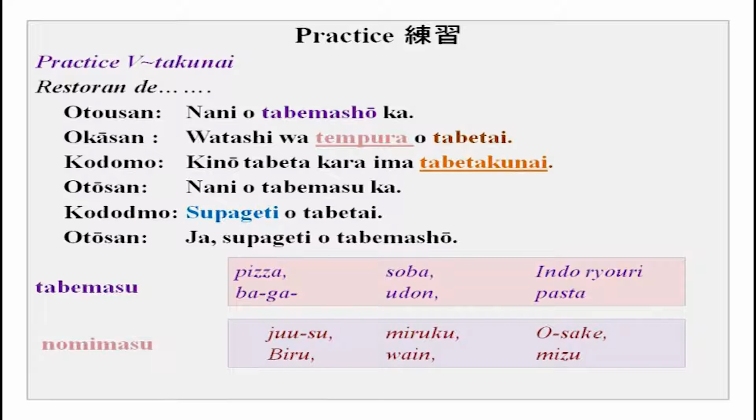Soba and udon are two Japanese dishes, where soba is thin noodles and udon is very, very thick noodles in clear soup. And then you can have this conversation, practice it with your partner. It is a simple conversation, easy to do and learn.